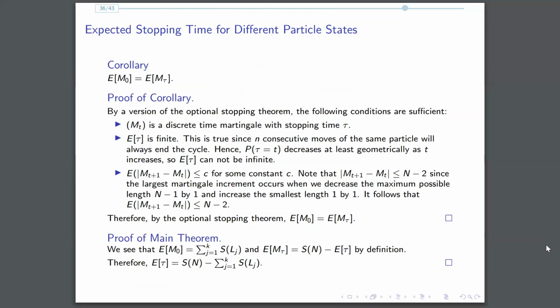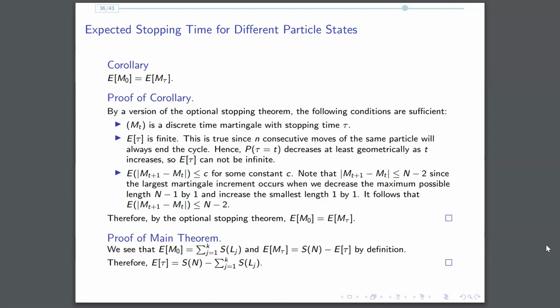And this leads us to a corollary where we apply the optional stopping theorem. The corollary is that the expected value of M0 equals the expected value of M tau. By a version of the optional stopping theorem, the following conditions are sufficient. The first one is that the sequence of Mt is a discrete time martingale with stopping time tau. We prove this in the lemma. Condition 2: the expected value of tau is finite.